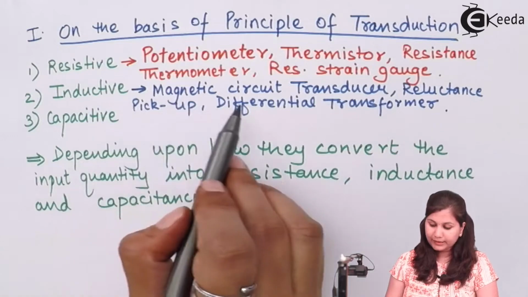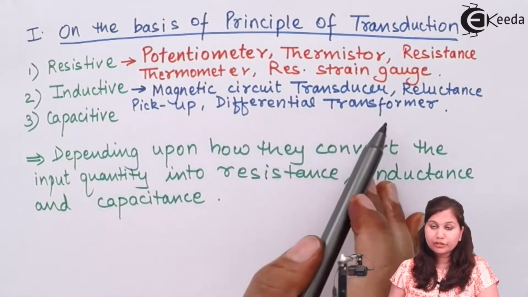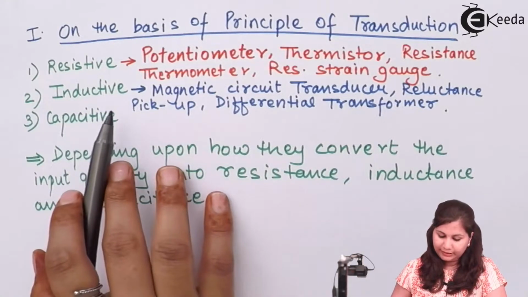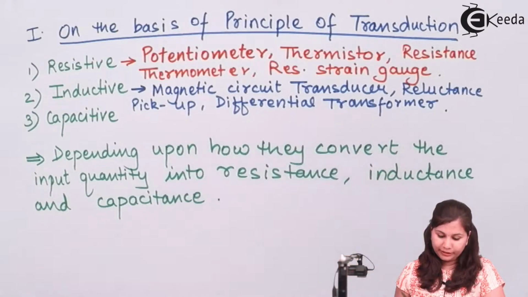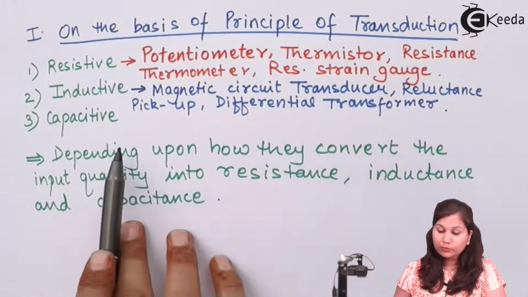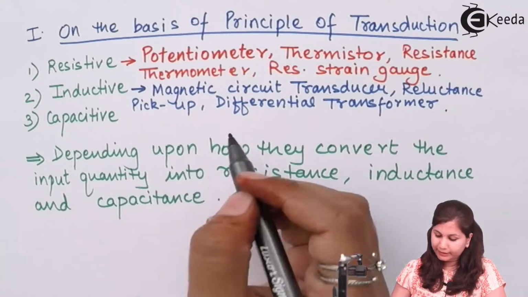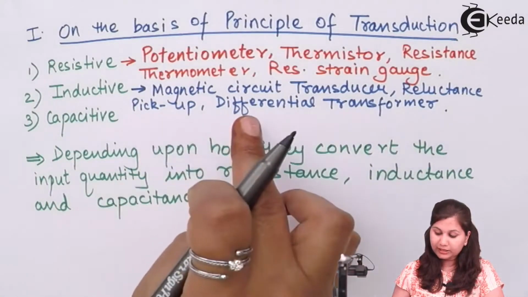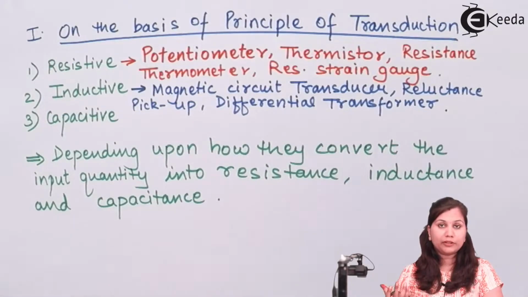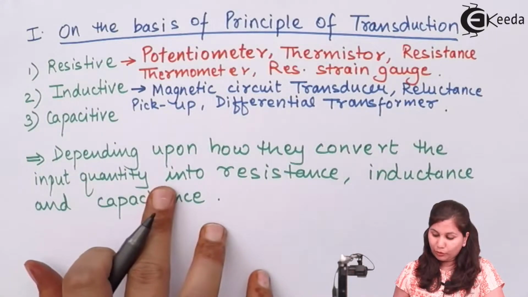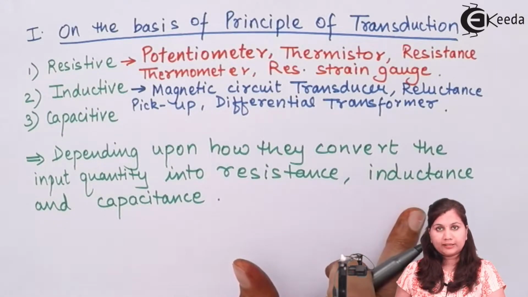So these magnetic circuit transducer, reluctance pickup, differential transformer, these are the examples of inductive transducers. You can see that in the differential transformer, the differential voltage of the two secondary windings of the transformer is varied by positioning the magnetic core. So we are changing the position of the magnetic core, due to which the inductance is changing, and due to that inductance the differential voltage which is produced between the two windings is also changed. So you can see that the input quantity is converted into the inductance.